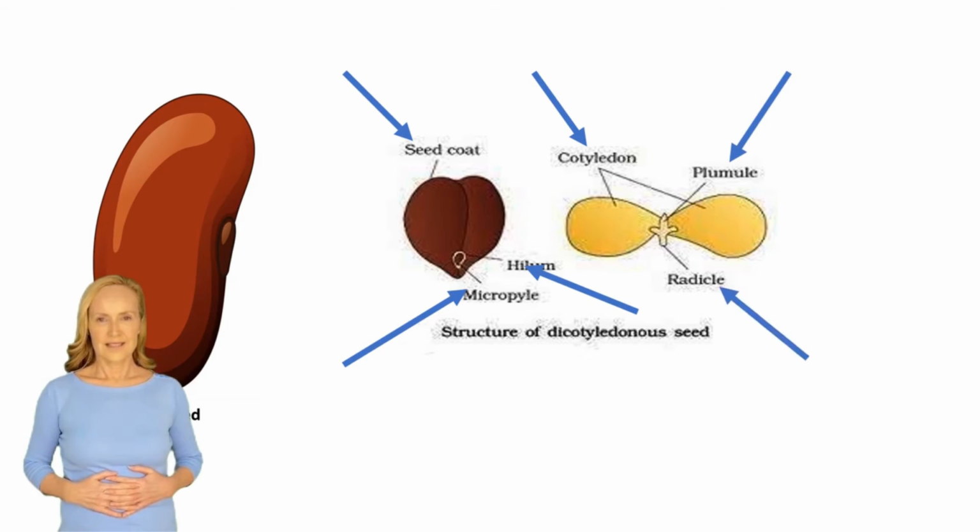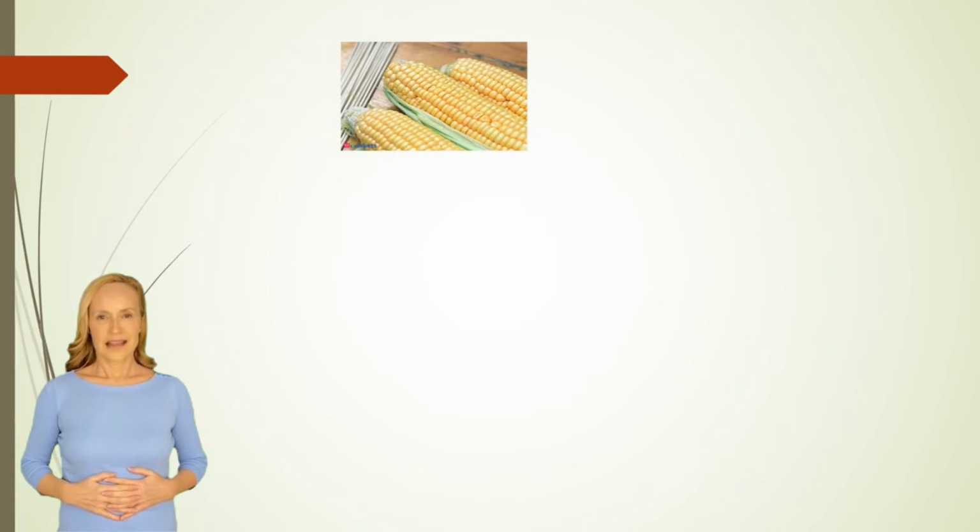In some seeds, such as castor, the endosperm is formed as a result of double fertilization. It is a food-storing tissue. In plants such as bean, gram and pea, the endosperm is not present in mature seeds, and such seeds are called non-endospermous. Structure of monocotyledonous seed.